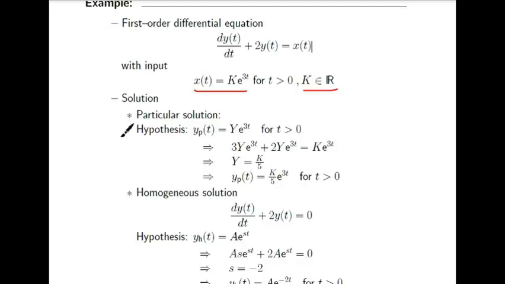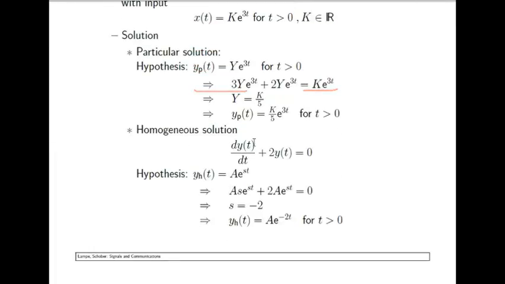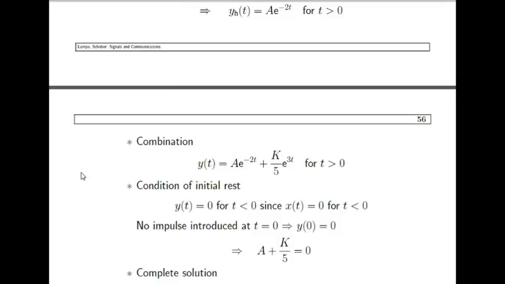Now let's see the homogeneous solution. We put dy/dt plus 2y(t) equal to 0, and we consider y_h, our homogeneous solution, as A e to the power st. When I put the value of y_h(t) in this equation, I get s equal to minus 2. So it gives a homogeneous solution A e to the power minus 2t for t greater than 0. To get the whole solution we combine the homogeneous solution and the particular solution by adding them, and I get this output for t greater than 0.